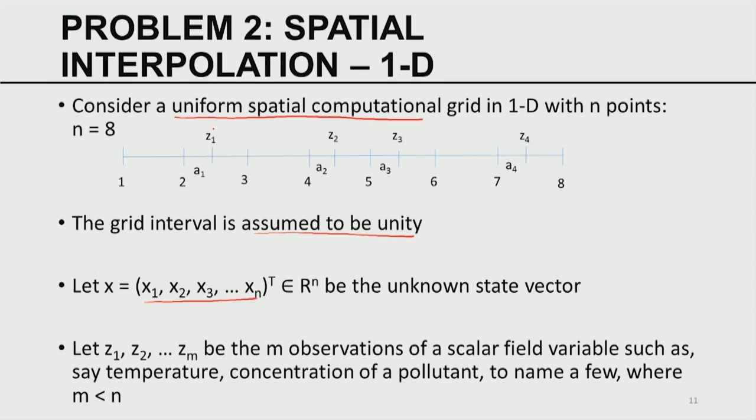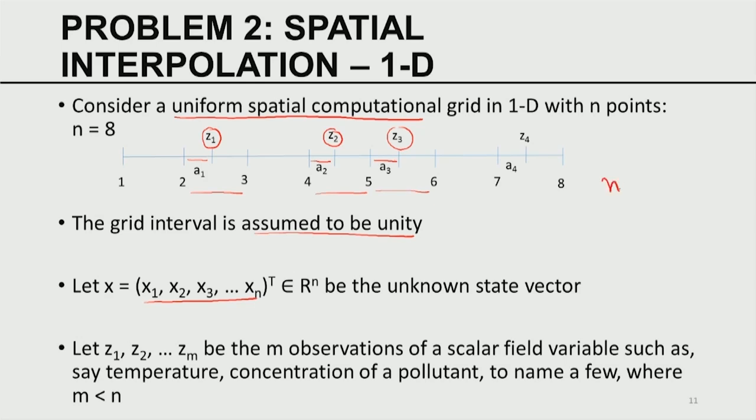that I have an observation of Z1. The observation is located in the interval in the grid from 2 to 3. Observation Z2 is located from 4 to 5. Observation Z3 is located from 5 to 6. So there are three observation stations. The observation station Z1 is at a distance A1 from the grid point 2, Z2 is at a distance A2 from grid point 4, and Z3 is at a distance A3 from grid point 5. So all these things are given information.